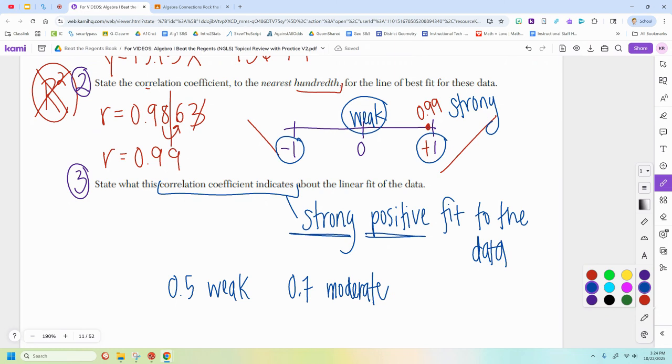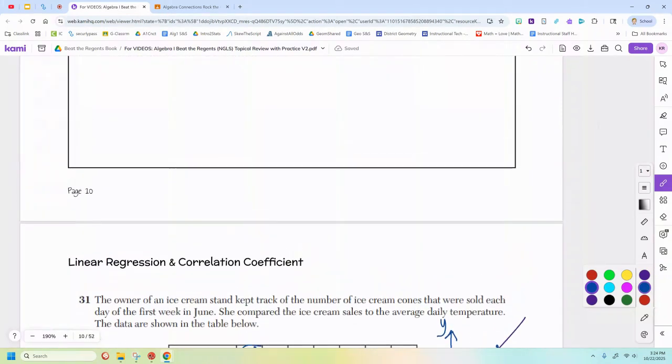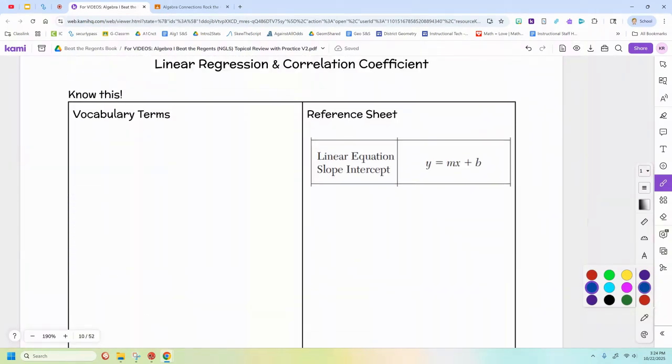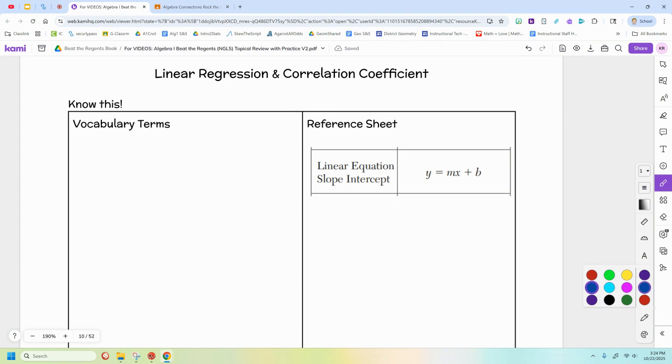Okay, so we just did a whole problem together. How can we summarize this on our notes page, the previous page, to have a reference when we do a couple extra problems? First of all, the title page says linear regression and correlation coefficient. On your reference sheet, you will see linear equation, slope, intercept, and y equals mx plus b. It helps remind you that there's a y variable and an x variable.